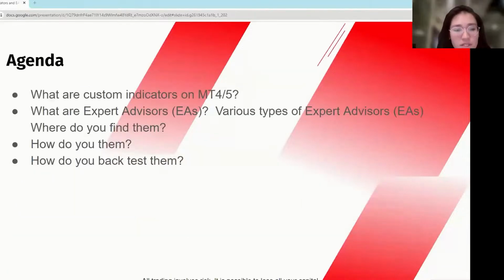So here's our agenda for today. We'll look at what are custom indicators on MT4 and 5, what are some EAs that you can use, various types, and where to find them, how do you use them, and how do you backtest them. Okay, so if you guys have any questions throughout the webinar, feel free to just pop them into the chat and I'll be happy to answer them.